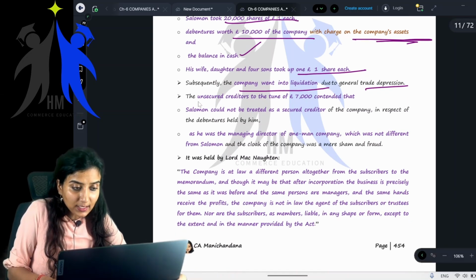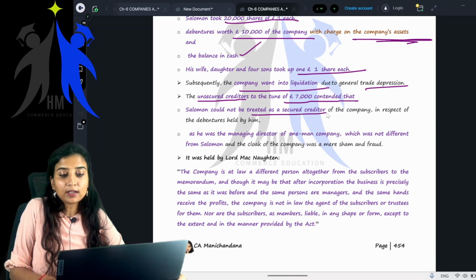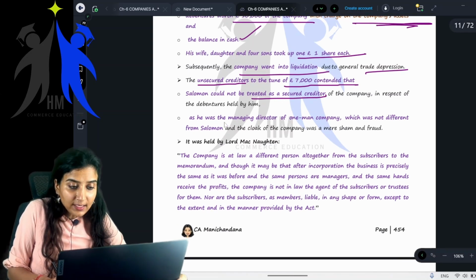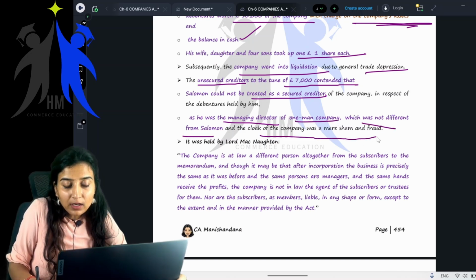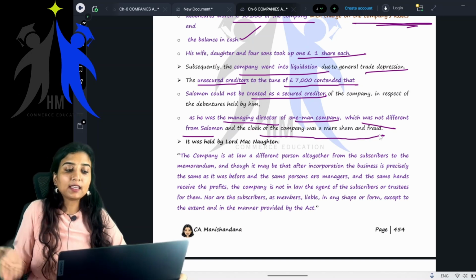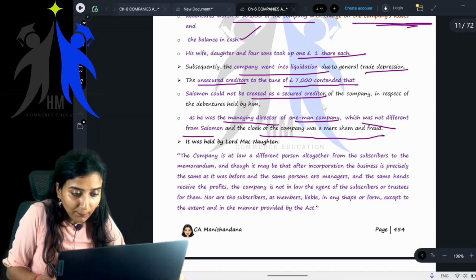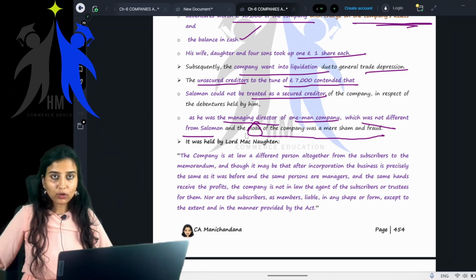Now what happened? The unsecured creditors, to the tune of 7,000, contended that Salomon could not be treated as a secured creditor of the company in respect of the debentures held by him, as he was the managing director of a one-man company, which was not different from Salomon, and the cloak of the company was a mere sham and fraud. So they are trying to say he is the only one managing everything. He and his family are the only members of the company, and the cloak of a company, cloak meaning that one big coat you have seen in Harry Potter, one big coat which will cover.